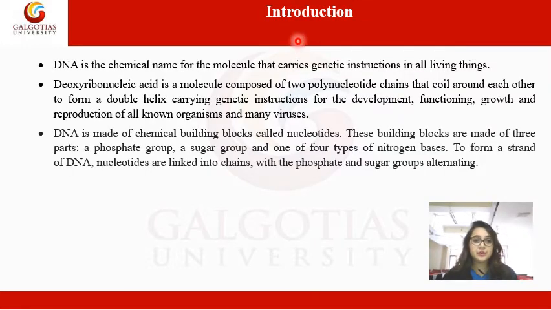Introducing the topic: DNA, or deoxyribonucleic acid, is the chemical name for the molecule that carries genetic instructions in all living things. So as this sentence suggests, what is DNA? Let me take an example. We, the offspring of our parents, have some features of our father and some features of our mother. Now, how does that happen? How does a child have the features of a father or a mother or maybe a first cousin? Why does that happen?